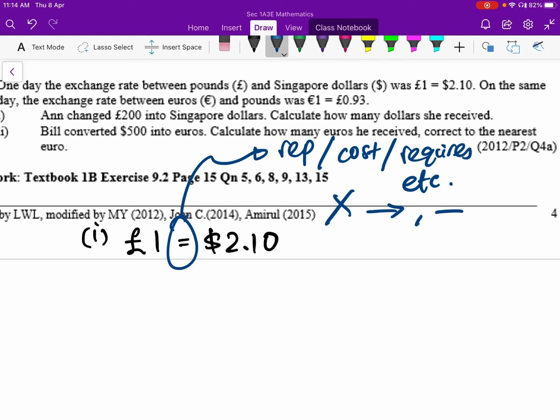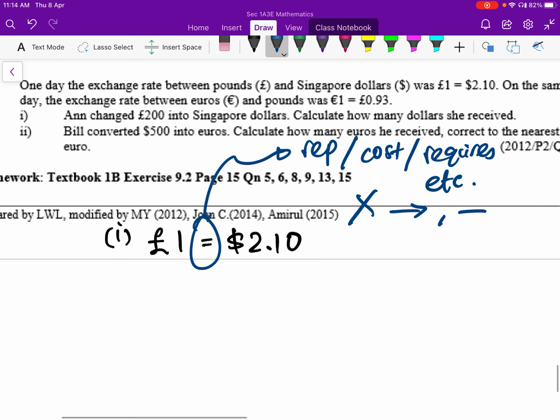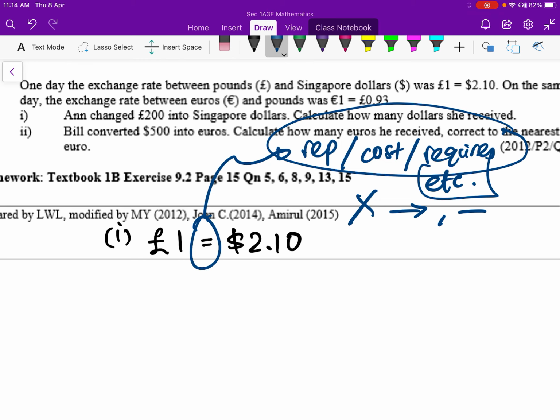So I don't use these things, but I've always been using represent, cost, requires, etc. Now in this case, I've always cautioned you against using the equal sign, but today I'm using the equal sign. Do you know why? Because they are literally equal. They are equal, so I use equal. If they are not equal, you never ever use equal. You have to use one of these words, or the etc., whatever it is.